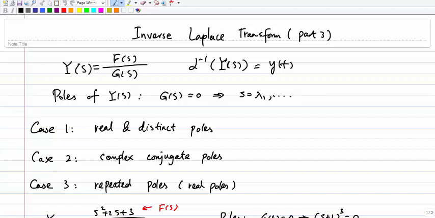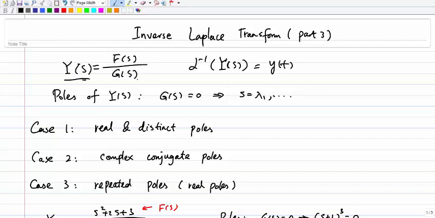So in this video, I'm going to talk about the last part for the inverse Laplace transform. It's part 3. Okay, so a very brief recap of what we talked about in the previous 2 videos. The inverse Laplace transform talks about how to compute the inverse. Let's say I give you a function in the s domain.